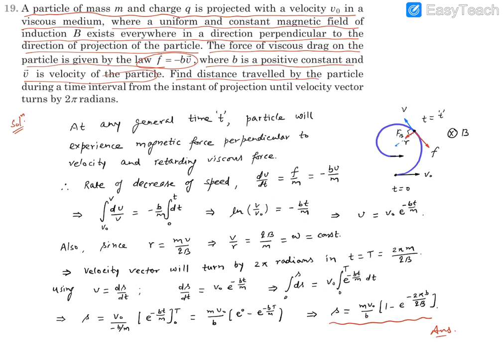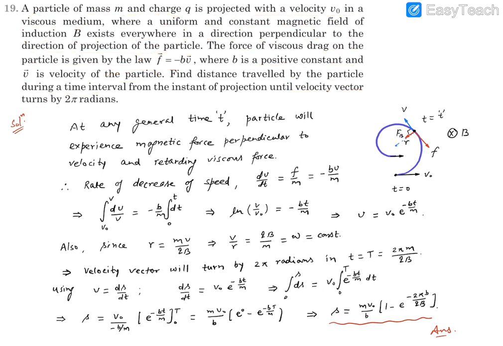Find the distance traveled by the particle during a time interval from the instant of the projection until the velocity turns by 2 pi radians. So when the velocity vector turns by 2 pi radians, till then, starting from the beginning, we need to find how much distance the particle traveled. So we will consider this solution, and let me explain how we are getting the answer.